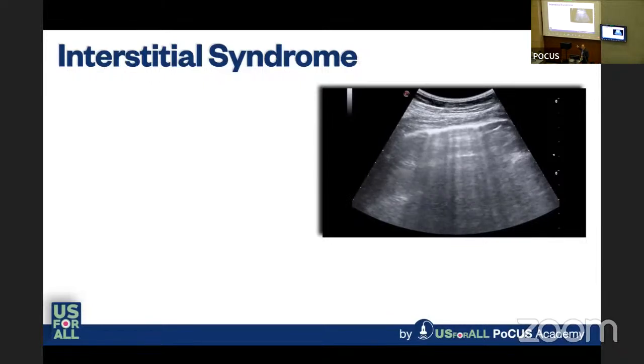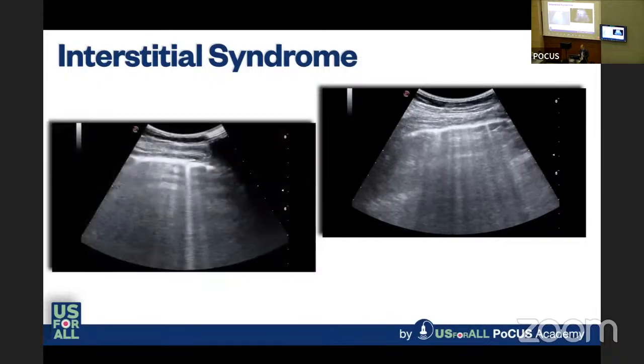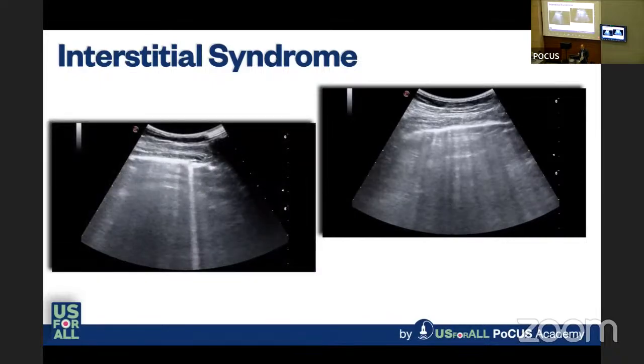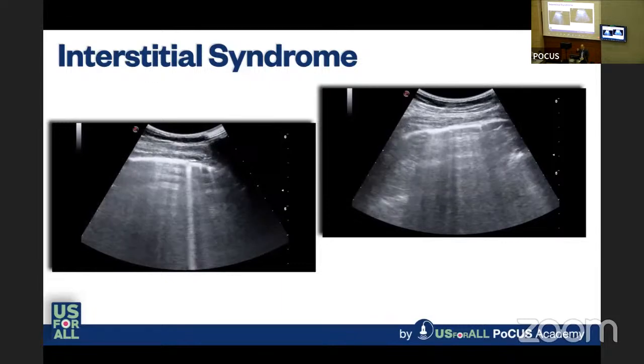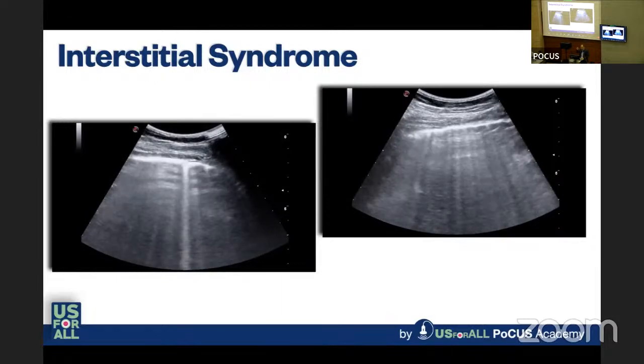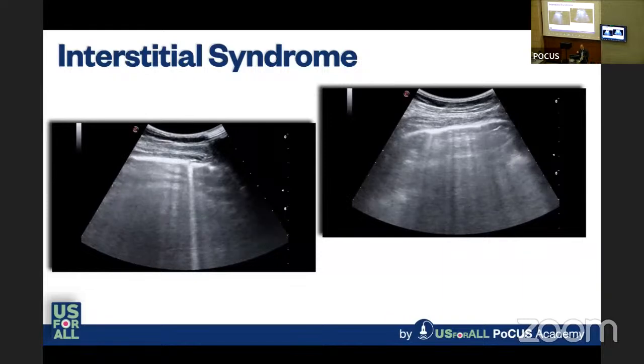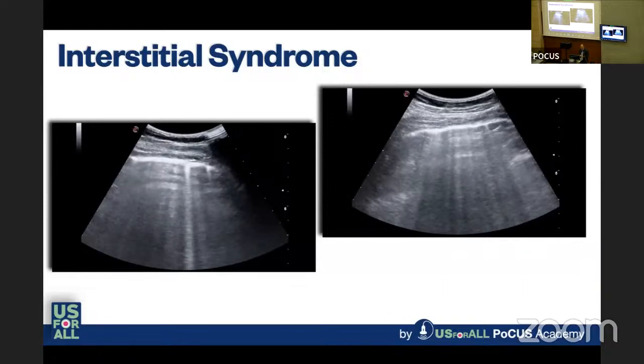Be careful, because this is a trick that I want to tell you. These are not B-lines. This is just a problem of the probe and the machine. Some probes give you this aspect. The real B-lines must be positive, so it must be echoic from the top, from the pleural line until down to the edge of the screen.